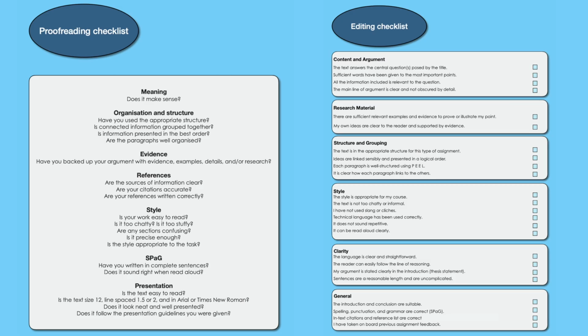And this is what they look like. So your proofreading checklist, as you're reading things through, you're going to be looking for meaning, organisation and structure, evidence, references, style, spelling, punctuation, grammar and presentation. And then the editing checklist. There are little boxes here so you can tick them off as you go, and this goes through content and argument, research material, structure and grouping, style, clarity and some general aspects.